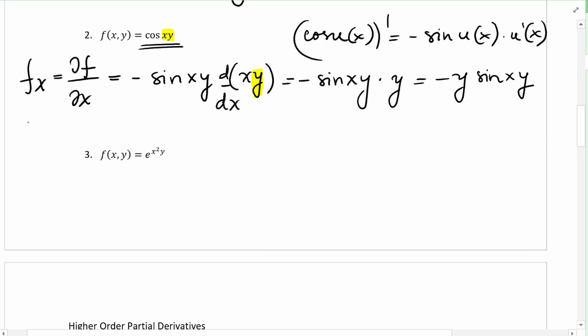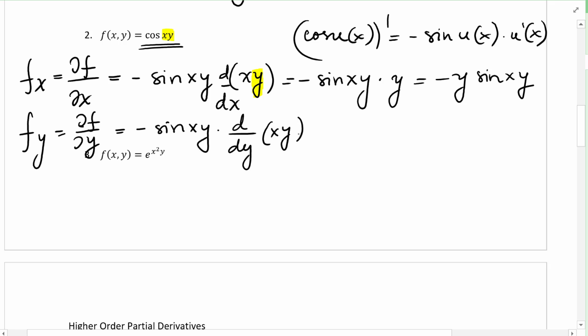And let's do f sub y, or df/dy. As you can notice, we also write the d as a curly d to emphasize that we are using partial derivatives. So df/dy is again negative sine of xy, but this time times d/dy of xy. So we get negative sine of xy times the derivative of xy with respect to y, which means just the constant, which in this case is x. So it's negative x sine of xy.